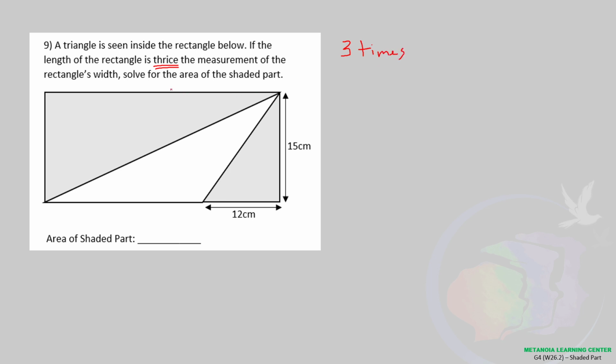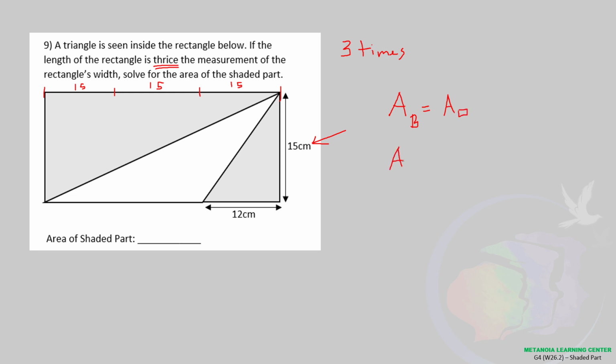It means that from this point to this point, there are actually 3 units compared to this one. So, since it's thrice, this is 15, 15, 15. Okay? You're well assisted now. So, what you do now is solve for the area of the shaded part. From here, all you need to do again is solve for the area of the bigger figure, which in this case is obviously the area of the rectangle.